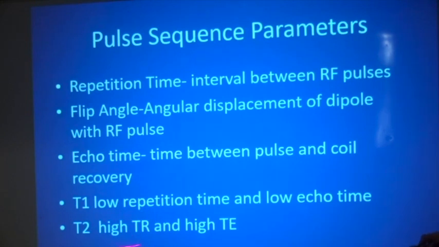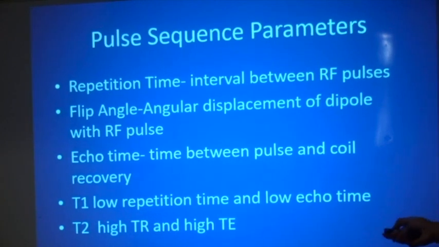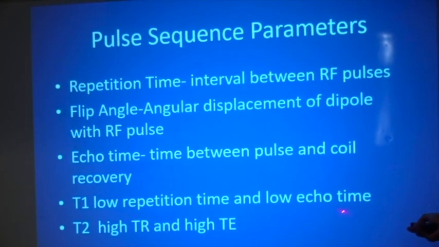So T1 will have a low repetition time and a low echo time. T2 will have a high TR, or repetition time, and a high TE. So it's just reversed. And when you use the abbreviation, time echo, or echo time.